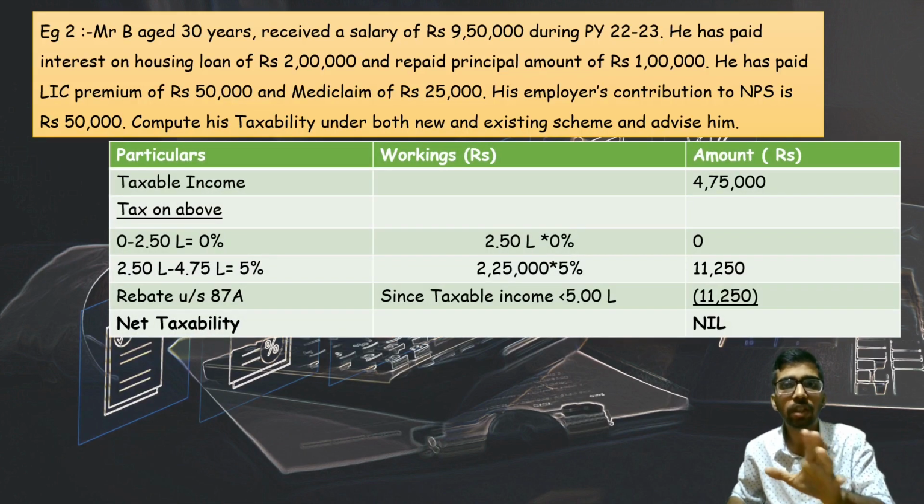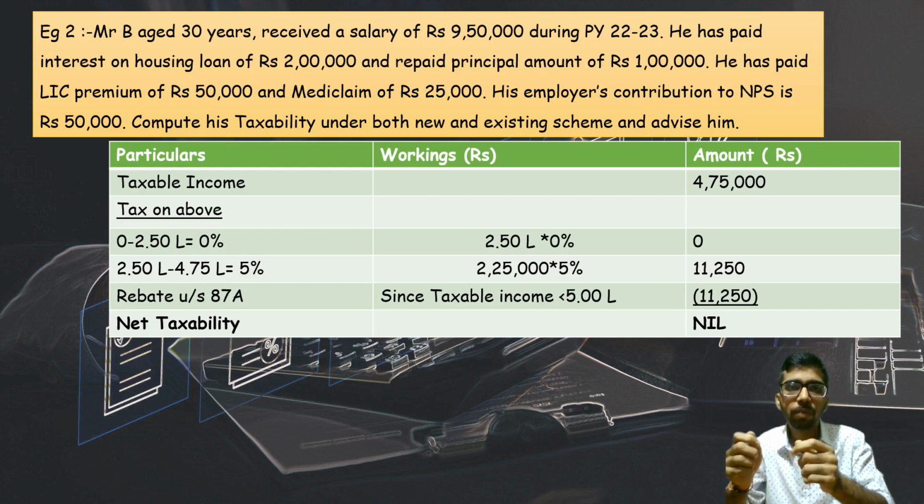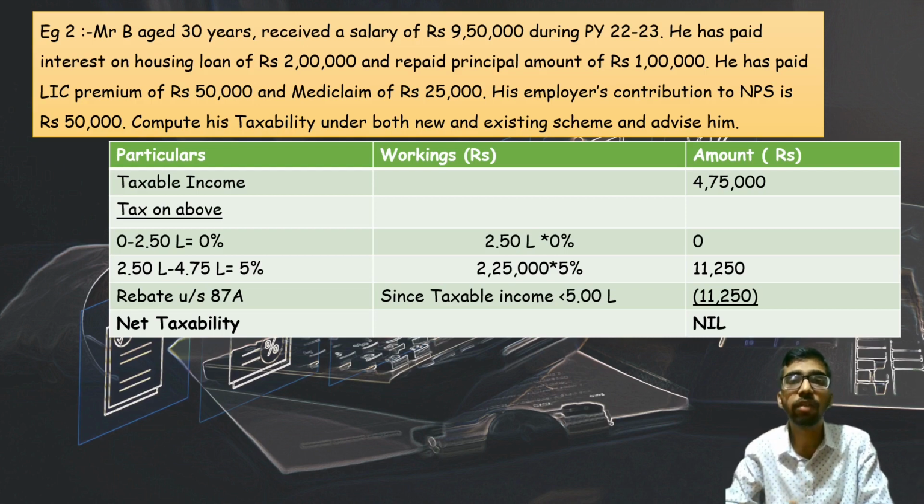For that 4.75 lakh, the tax amount comes to 11,250. As his taxable income is below 5 lakh, he is eligible to claim a rebate under Section 87A. That is, the full 11,250 is eligible to be claimed under Section 87A. So his net taxability is 0. Understood? In the existing scheme.